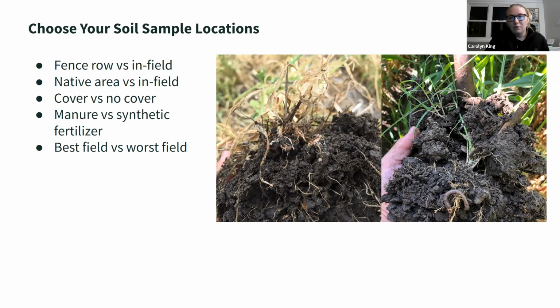You'll definitely see some cool stuff with the biological activity and water extractable carbon there. Manure versus synthetic fertilizer would be another good option. And then also mentioned was best field versus worst field. If you've got differences in tillage versus no till, that would be another good one too. So lots of options there. Mitchell, any other suggestions on that?